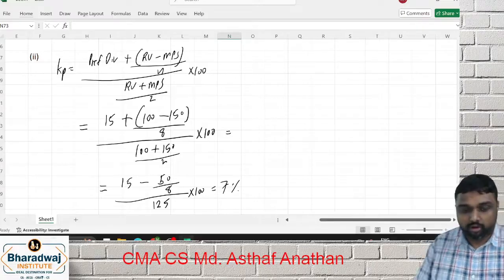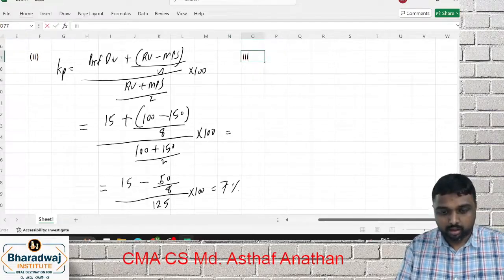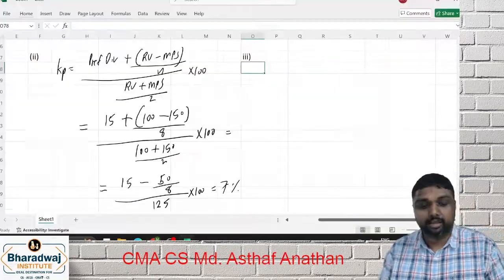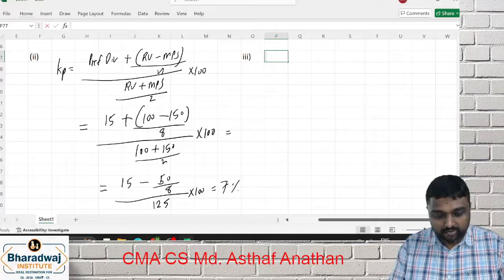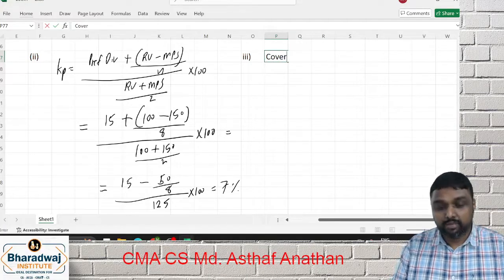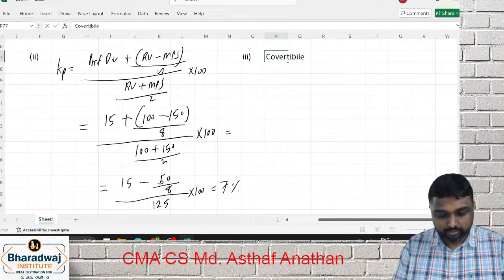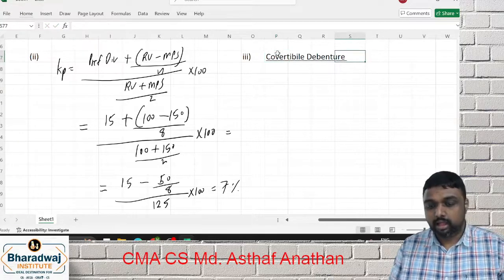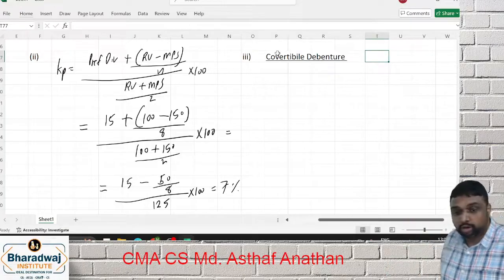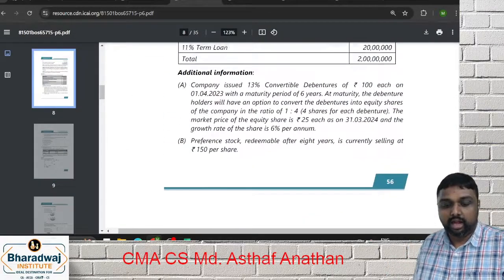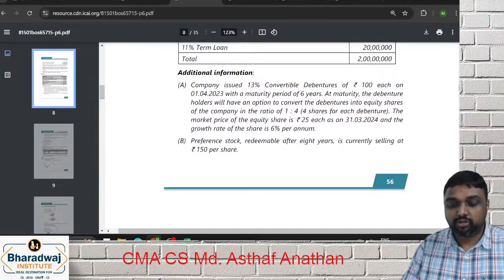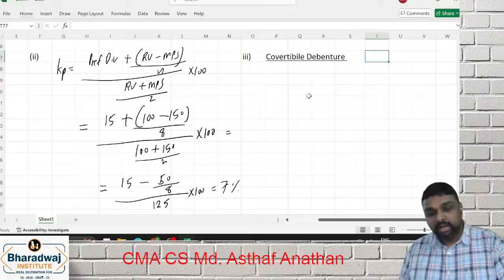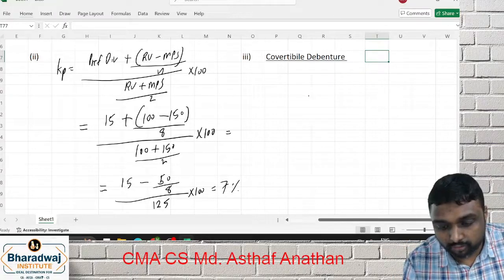Now we'll go for the third part. What is the third item, friends? Convertible debenture. Tell me, my dear friends, is a convertible debenture redeemable or irredeemable? You have to look into the question. They said very clearly, convertible debenture, 140 with a maturity period of 6 years. So redeemable or irredeemable? Redeemable only.